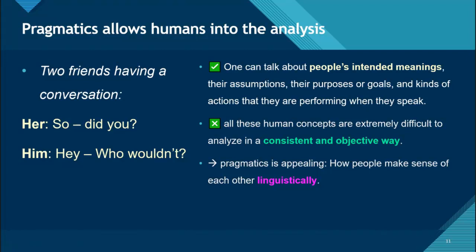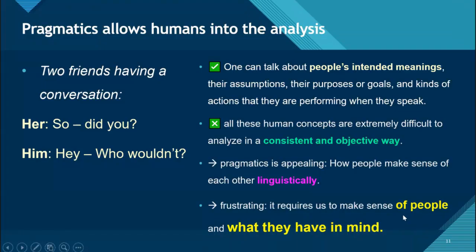And sometimes we get it right, but it is also very frustrating, because it requires us to make a lot of sense of people. We need to understand people really well in order to interpret what they have in mind. So pragmatics in general is the connection not only between the words and the entities of the world, but the connection between the words and the users of those words or linguistic forms.